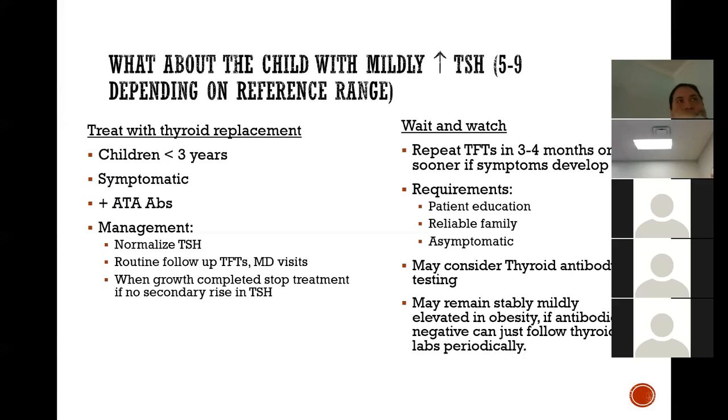You can get the thyroid antibody testing. Again, it often remains mildly elevated in obesity. So if you've got a TSH in that 5 to 7 range with obesity, and they're antibody negative, and there's really nothing else, there's usually no reason to treat those. And some of it's going to come down to a variety of factors, also negotiating with the family a little bit.